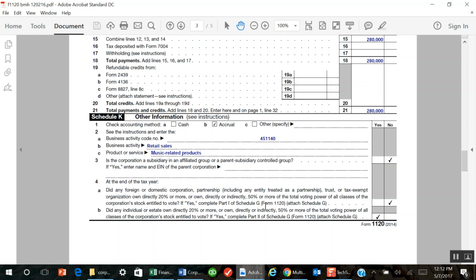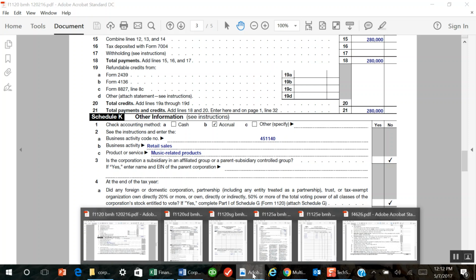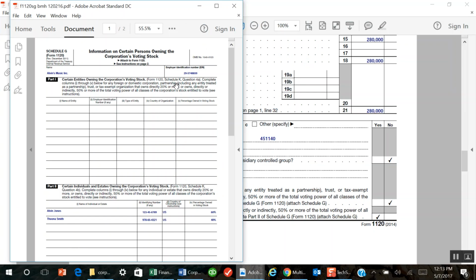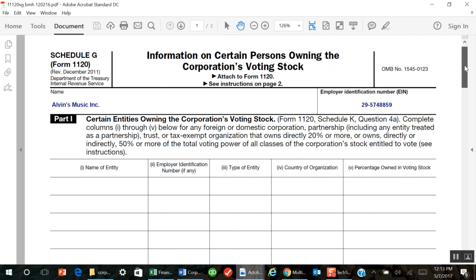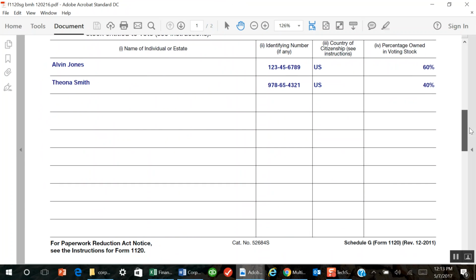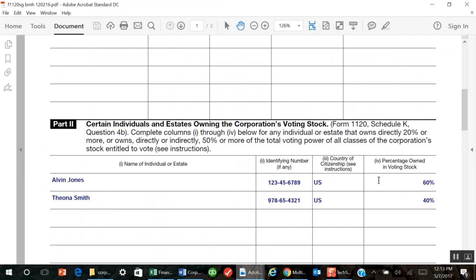And if the answer is yes, you're supposed to complete part 2 of Schedule G. It tells you right here, part 2 of Schedule G. It doesn't tell you part 1 of Schedule G. Some people filled out part 1, and some people filled out part 1 and part 2. Only part 2 was supposed to be filled out, where it says certain individuals and estates owning the corporation's voting stock. And then you're supposed to list them. Alvin owned 60, Fiona owned 40.